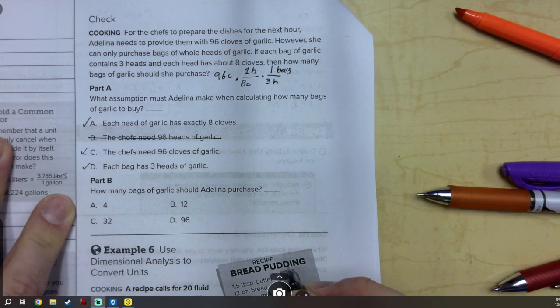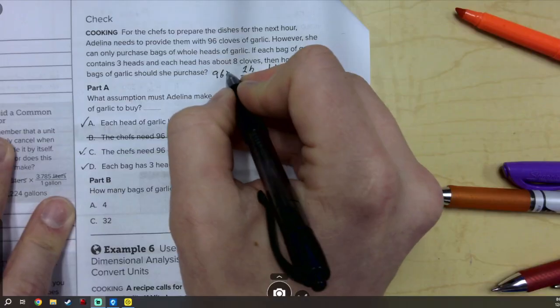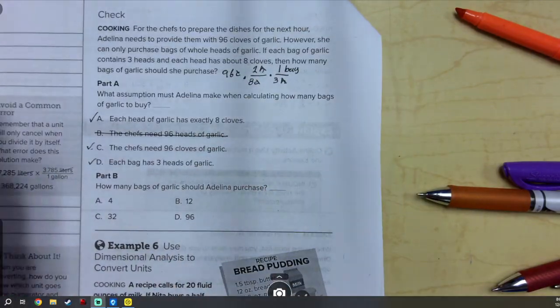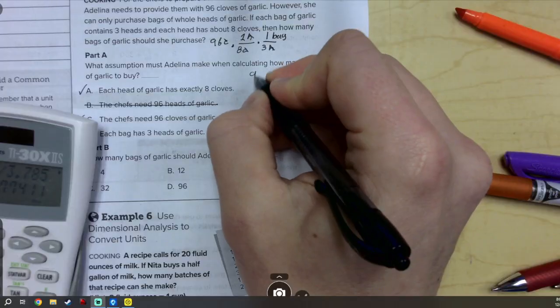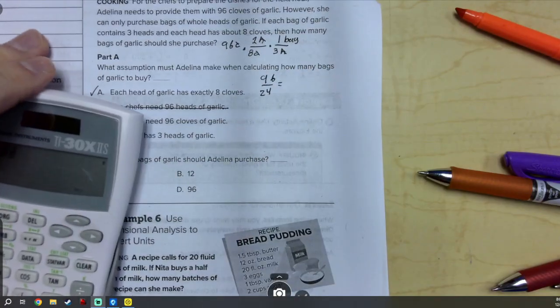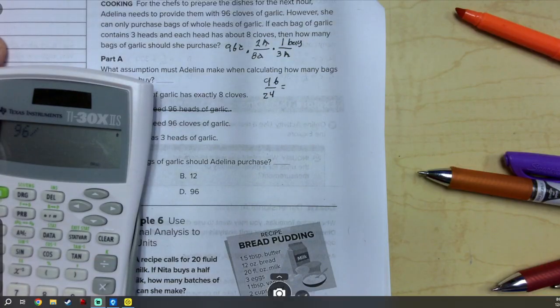How many bags of garlic should they purchase? So, by our cancellation, 96 divided by 8 divided by 3. So 96 over 24. 4.